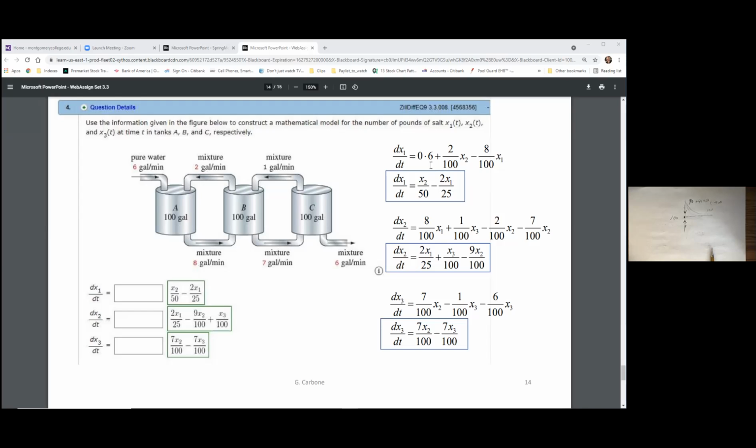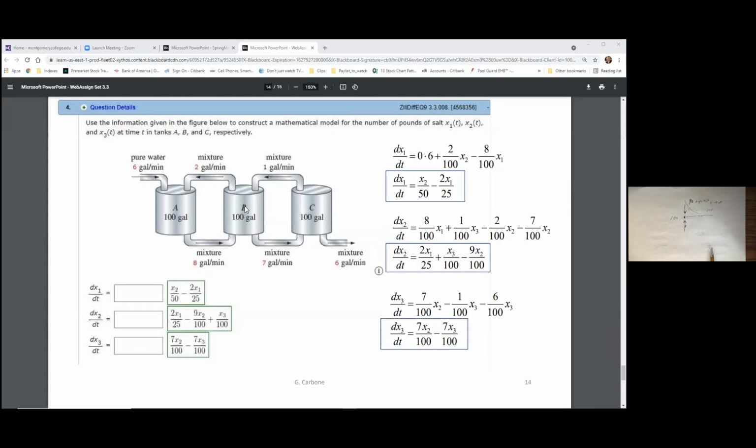So this is just 0. And I can write this as 2 over 100 is 1 over 50, and then 8 over 100. So this is just simplifying. But if you were to leave it like this on the exam, I'm good with that, all right? And so now the same thing for tank B.